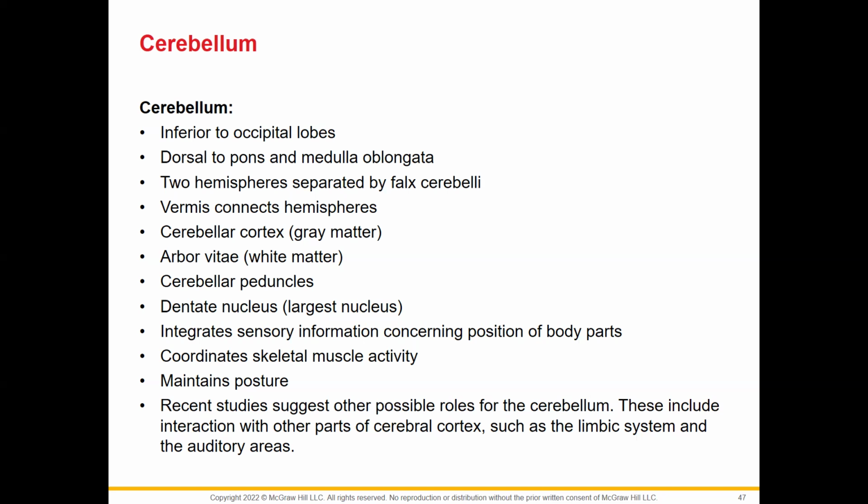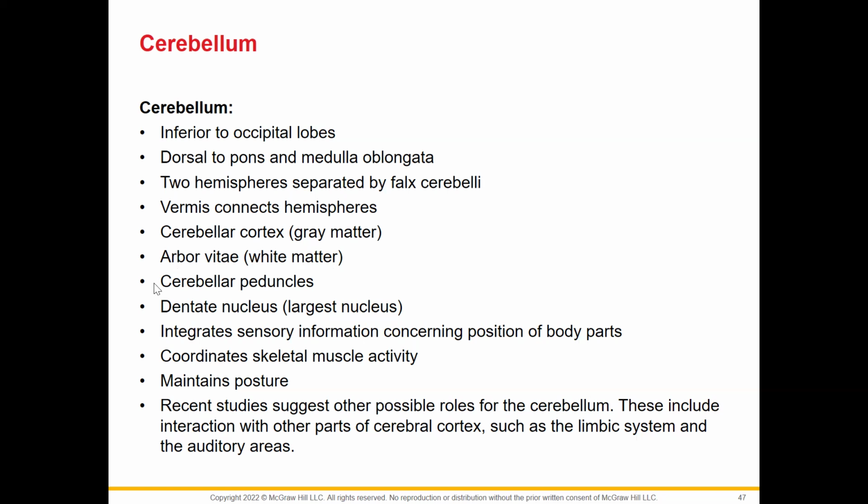The cerebellar cortex is made up of gray matter. So the outer portion of the cerebellum is gray matter. The inner portion, or the medial portion, of the cerebellum is white matter. We call that the arbor vitae. Arbor meaning tree, vitae meaning life. They call this the tree of life because of the way it looks. We'll look at it in just a moment, but it contains all white matter.